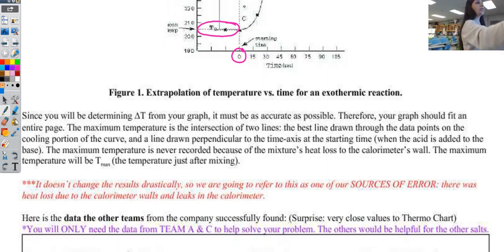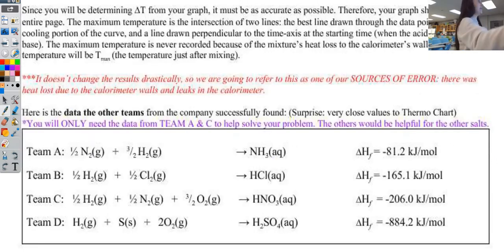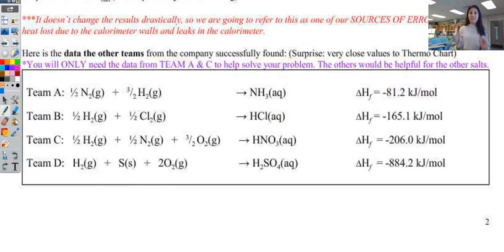Okay, so normally you would be doing the graph and things like that, but we're not going to. So it says in red, it doesn't change the results drastically, so we're going to refer to this as one of our sources of error. There was heat loss due to the calorimeter walls and leaks in the calorimeter. Okay, this part is really important and you need to remember this.